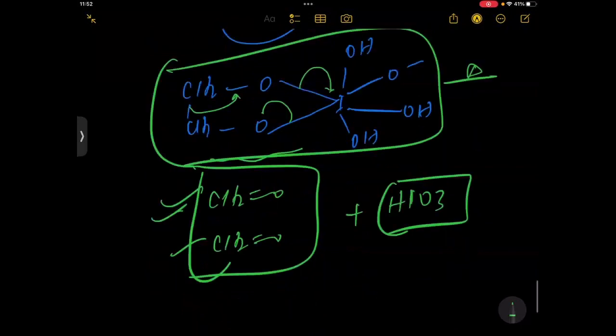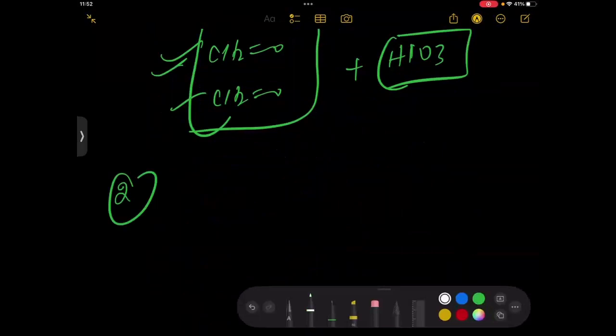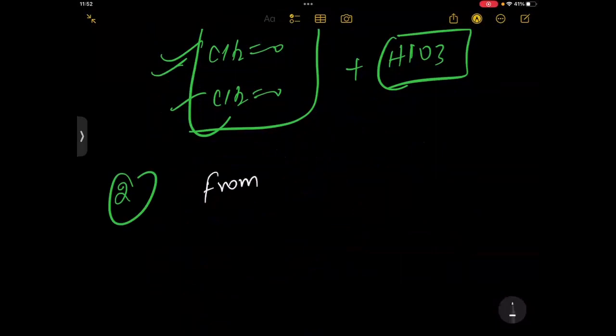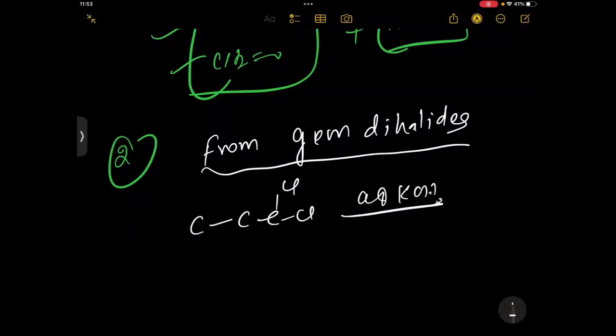Now we go to the second method of preparation, and what is the second method of preparation? This is from gem dihalides. See, gem dihalides and terminal dihalides. Students, when we take gem dihalides, it means two halogens are on the first position. So when we take aqueous KOH, students, it follows the SN2 mechanism, as you know. So then what will happen?